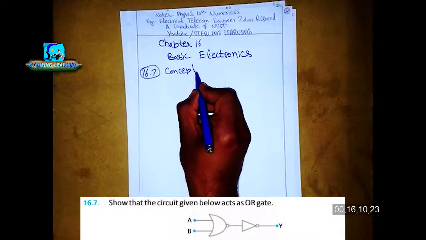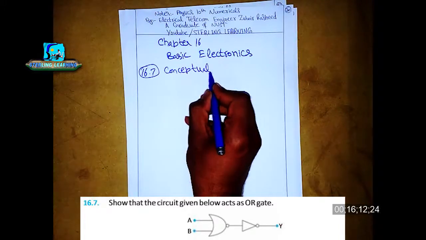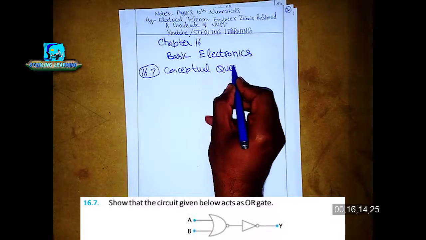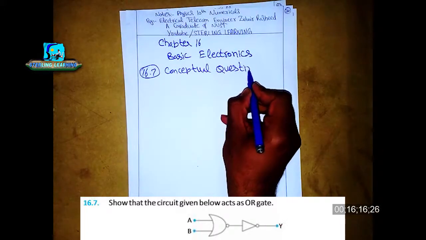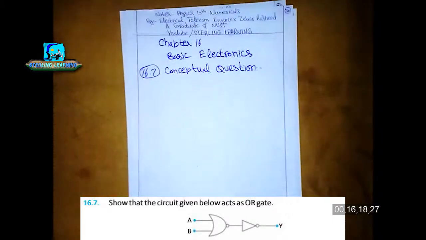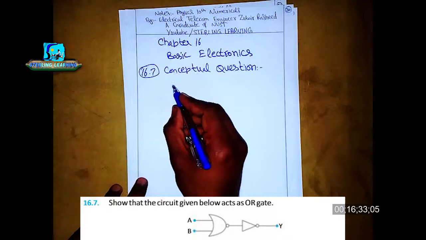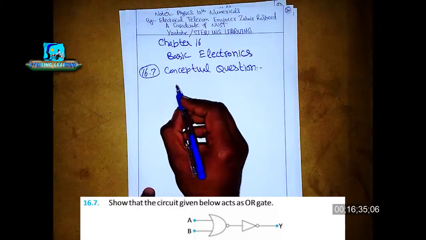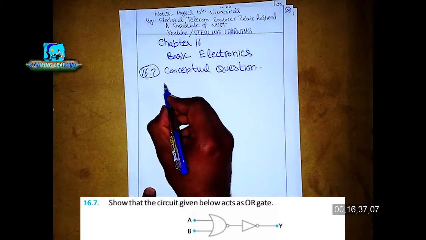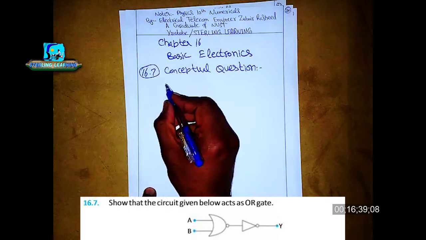Conceptual question. Details of all AND gates and OR gates would be discussed in the theory lectures, and if you would like to know about those, you should see my theory lectures. But few things that I would like to give here is the AND gate and OR gate. Two things I will briefly discuss here.